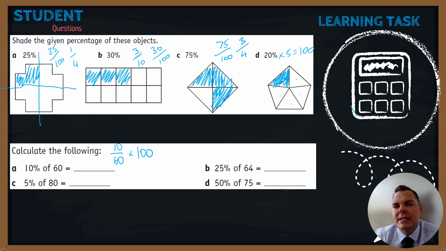But I don't have a calculator with me right now, so I'm going to teach you how to do that. If I divide 60 by 10, that's going to give me 6. That means 10% of 60 is 6.